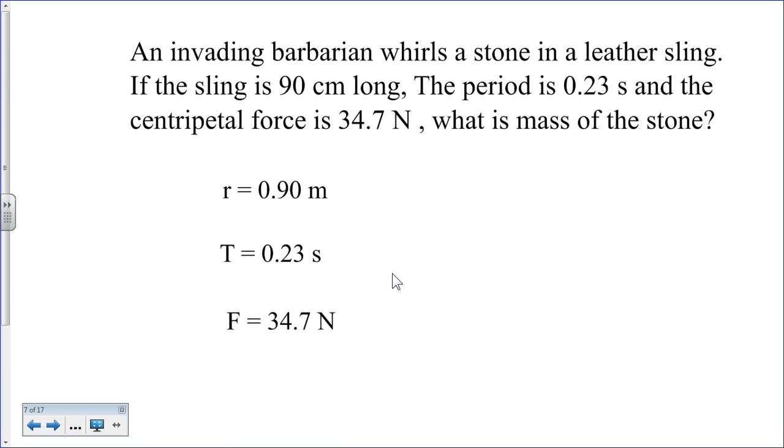Okay, let's take a look at another one. We're swinging a stone on a sling, so the barbarian swinging a stone, the sling is 60 centimeters long. Remember, we'll have to convert that to meters. The period it takes to go around is about a quarter of a second, so he's swinging around pretty fast, four swings per second. So about 0.23 seconds, and the centripetal force is 34.7 newtons, and we want to know how heavy the stone is that he's swinging if all this is true.